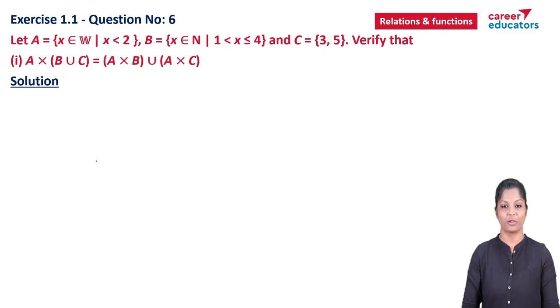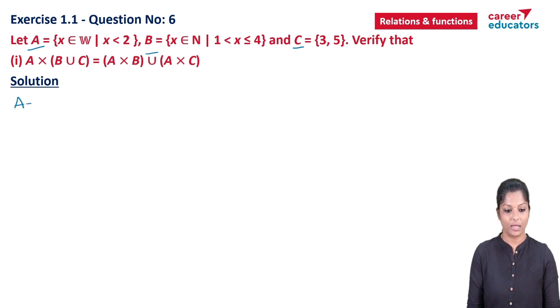Next, we are going to solve question number 6. In question number 6, they have given set A, set B and set C. We have to check whether A cross B union C is equal to A cross B union A cross C. Let's solve the problem. Here, the elements of A are not given directly. A condition is given, that is, x belongs to whole number and that must be less than 2. Therefore, A equal to {0, 1}.